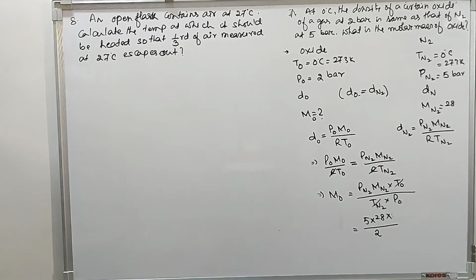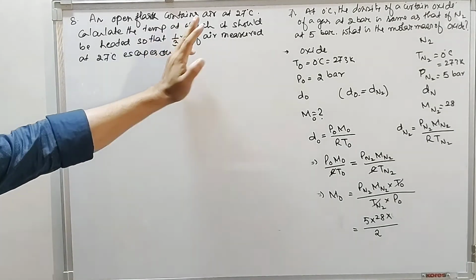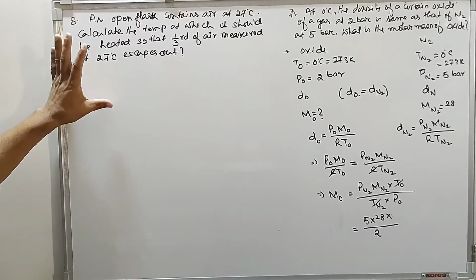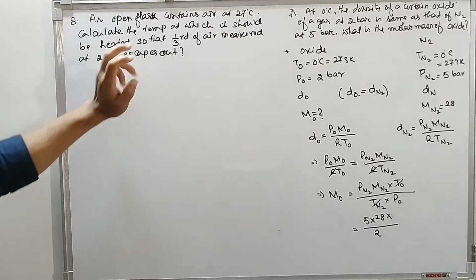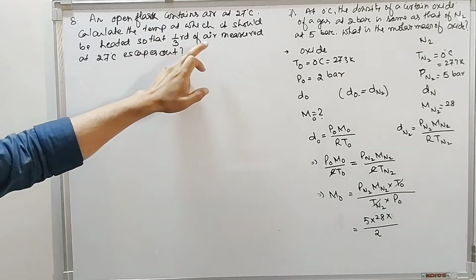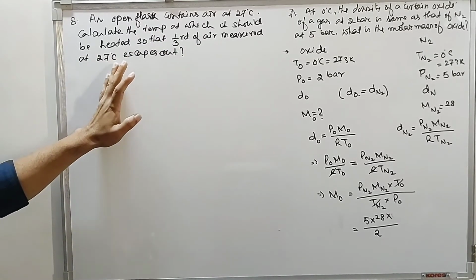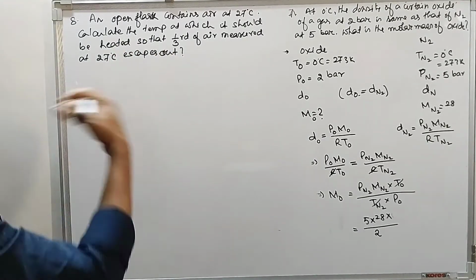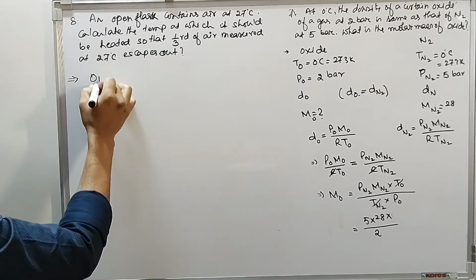So look at this question. An open flask contains air at 227 degrees centigrade. Calculate the temperature at which it should be heated so that 1/3 of air measured at 27 degrees centigrade escapes out. So the question says an open flask. Let me give you the concept of open flask first.